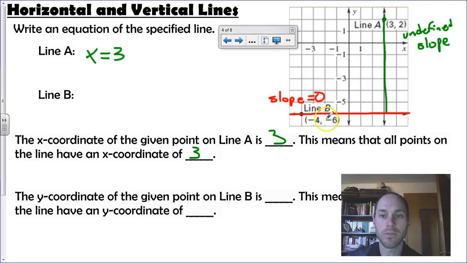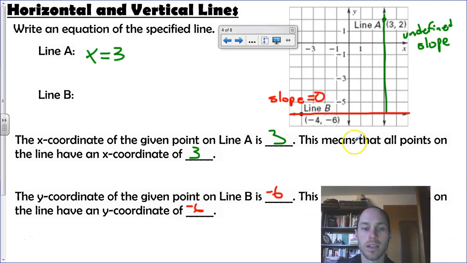And it goes through -4 and -6. The y-coordinate in that one is -6, and it cuts through the y-axis at -6. So that means all the points on that line have a y-coordinate of -6. So we'll say line B, equation for that is y equals -6.